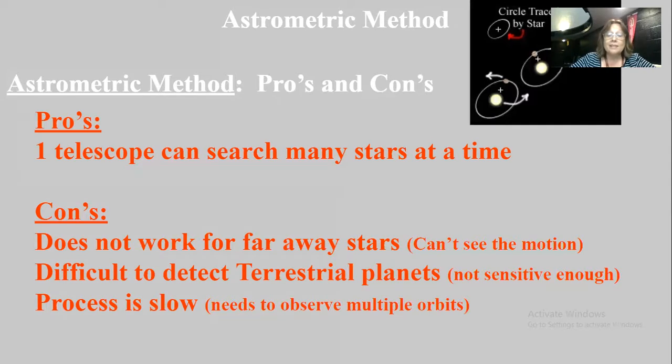Now, if the planet takes 365 days, like the Earth does, to go around its star, then it's going to take maybe 5 years before they say, hey, I've got a planet. But if the planet orbits the star in, say, 4 days, they could probably verify that planet in a couple of months. So it does depend on how far away the planet is orbiting from its star.